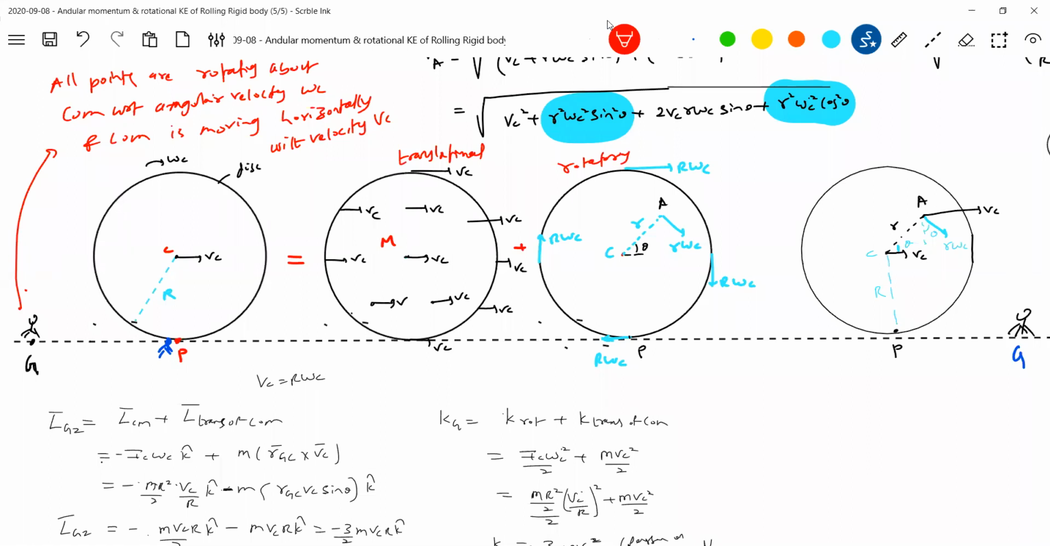And this is the pure rolling, vc equal to r omega c. And there's a comment. This comment is very important. All points are rotating. About the center of mass, all points are rotating about the center with angular velocity omega c. I'll just shade it. This comment is something very important.